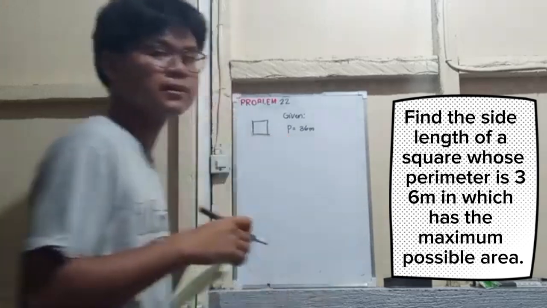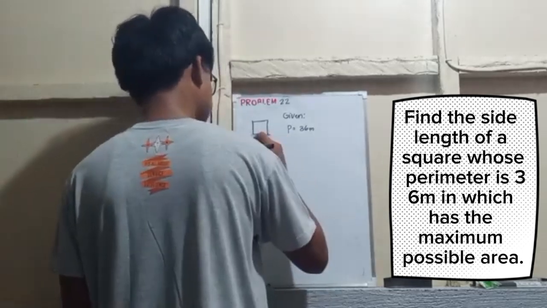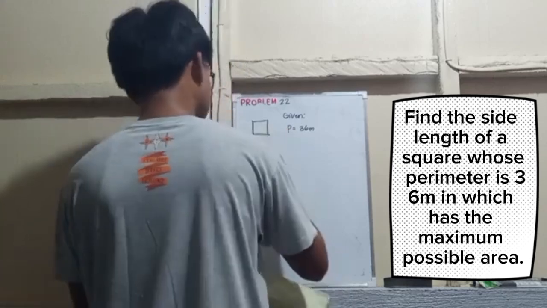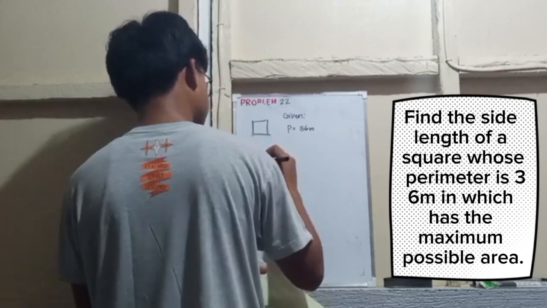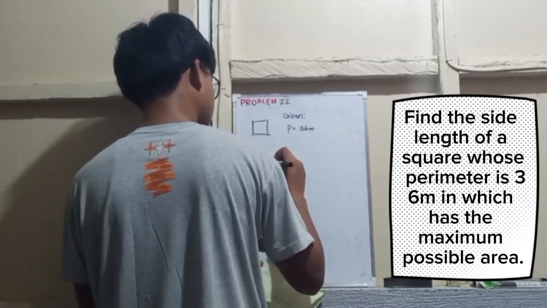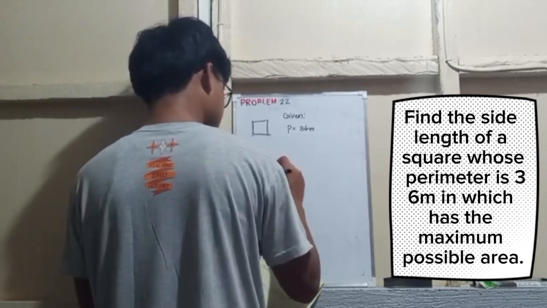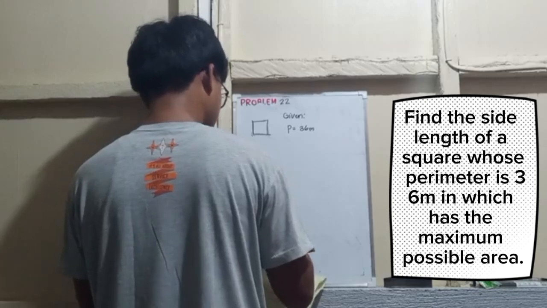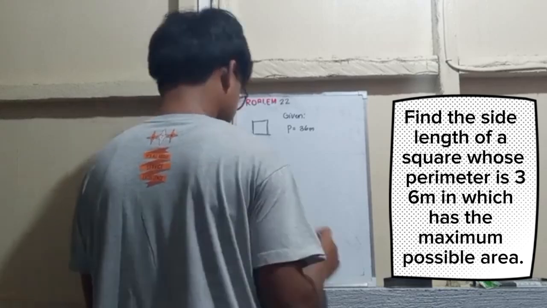So we all know, in getting the perimeter of a square, the formula is 4s. Then, substituting our perimeter, 36 is equal to 4s, divided by 4 on both sides, so cancel 4. We will now have the value of s as 9.